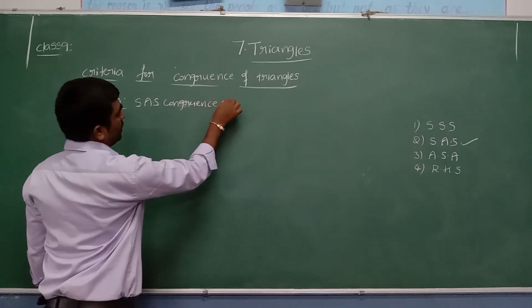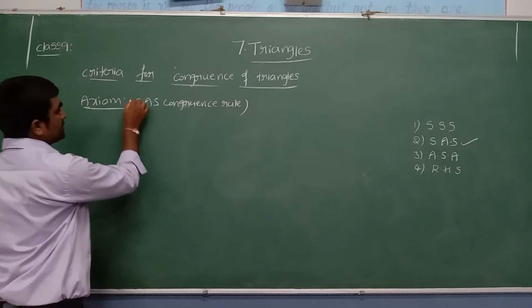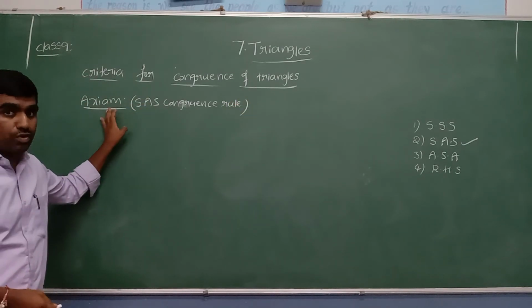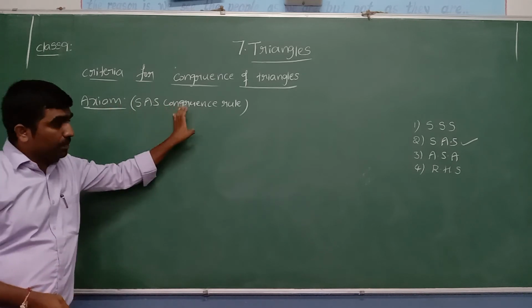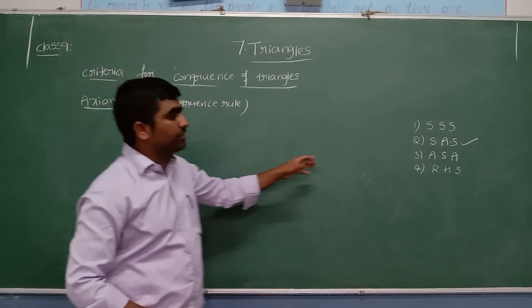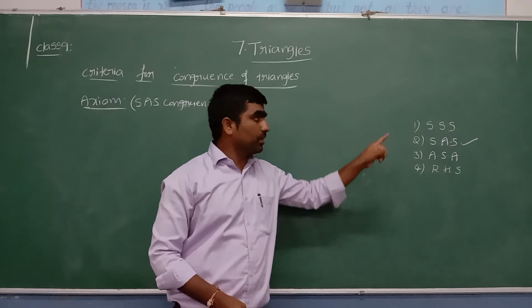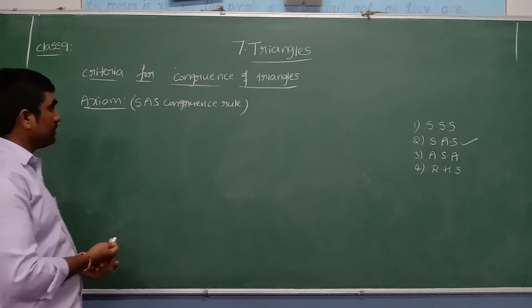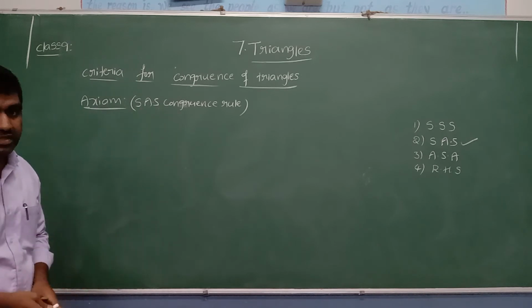SAS congruency rule. So what is the SAS congruency rule? It is one axiom which has no proof. With the help of this axiom, we can derive the remaining theorems. We can find the proof of the remaining theorems.